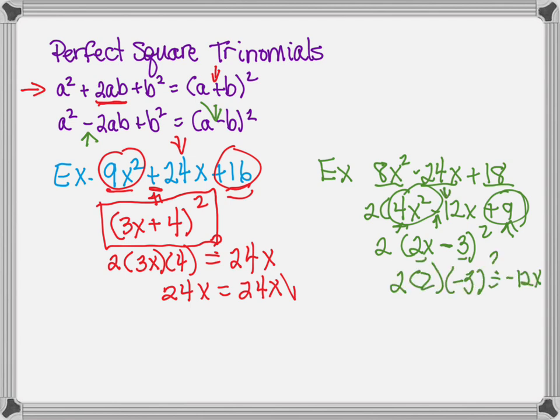So does 2 times, and I see I left off the x, let me fill that in, does 2 times 2x times negative 3 equal negative 12x? Yes, 2 times 2x is 4x times negative 3 is negative 12x. So negative 12x does equal negative 12x. That checks out. So 2 times the quantity 2x minus 3 in parentheses squared is how this example factors.